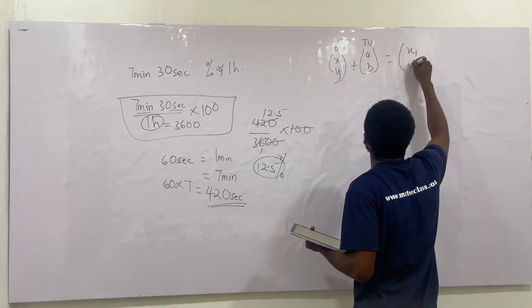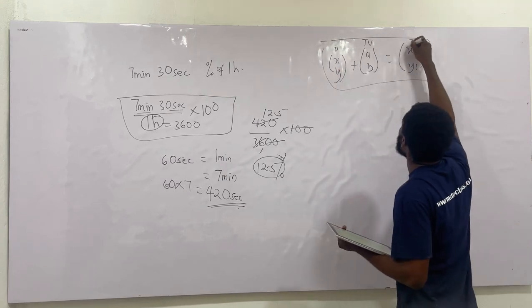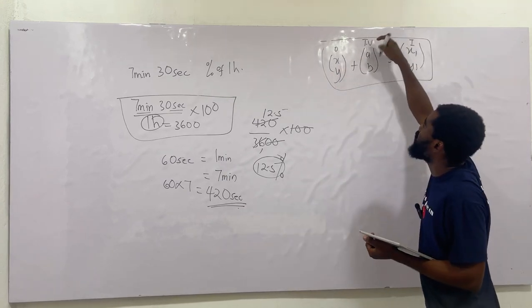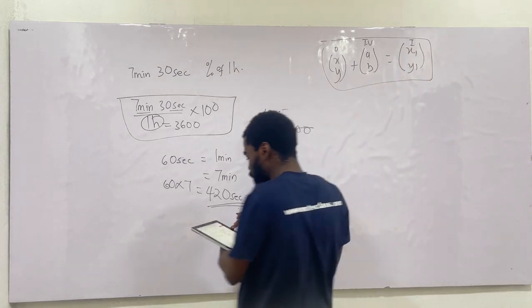Your image. Let's say x1, y1. So this is a formula that can help you: your object plus the translation vector equals what? The image. So we know this. Now let's go into the question.